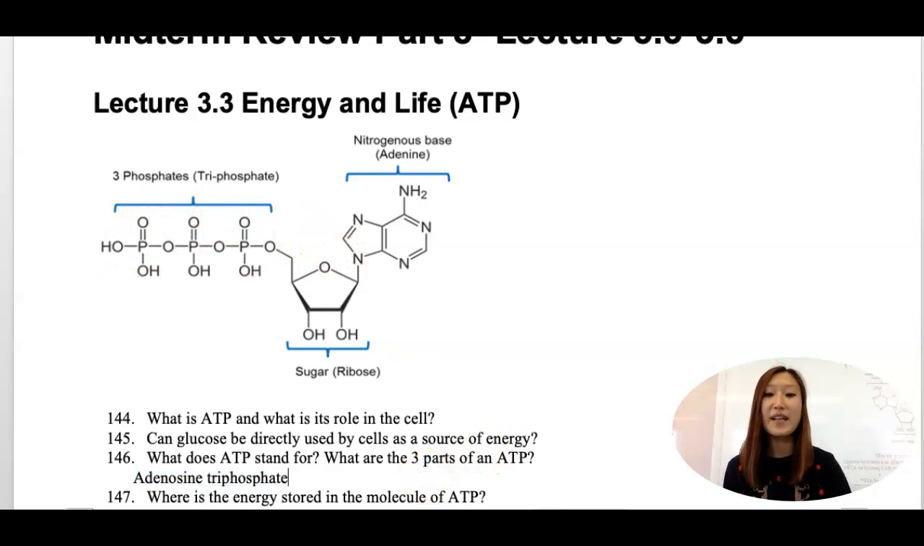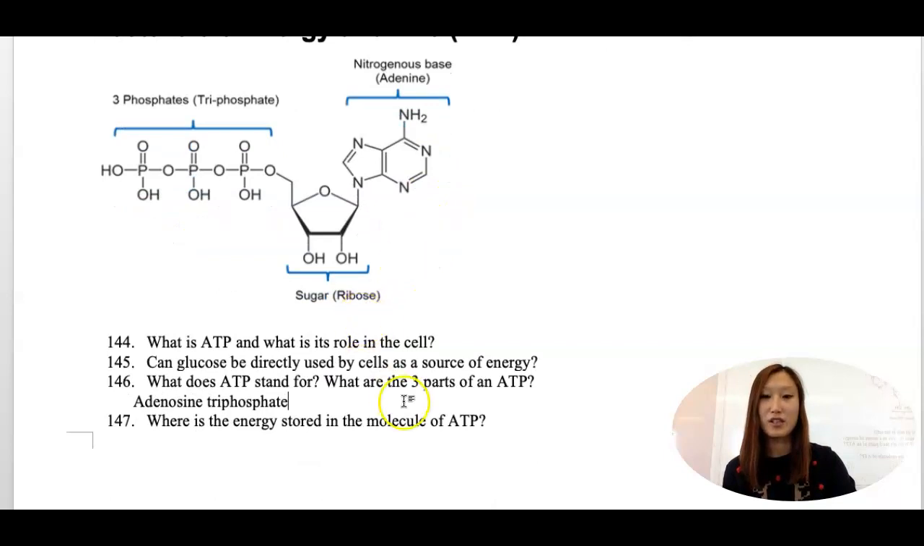So the 3 parts of an ATP is it has phosphate groups. There are 3 of them. There's a sugar, which is a specific type of sugar called ribose, and there's a nitrogenous base called adenine. So you should remember that there's a phosphate group, a sugar, and a nitrogenous base.